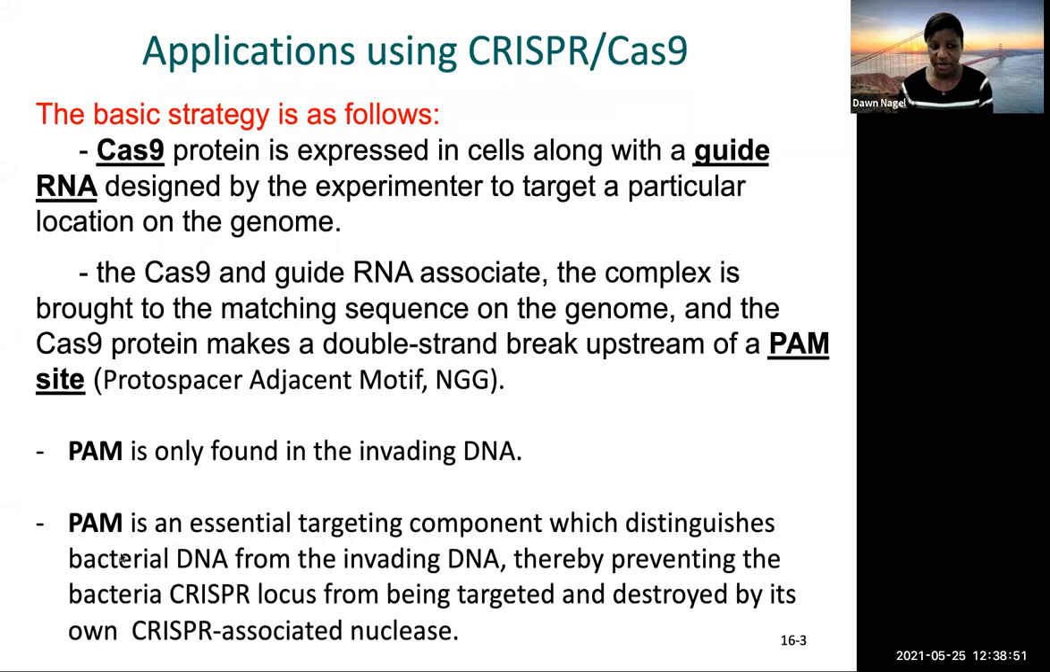For bacteria, this PAM site is important because it really distinguishes its own DNA from the invading DNA. So this is not present in bacteria, so you know that Cas9 will only cleave that invading viral DNA and not the bacterial DNA.